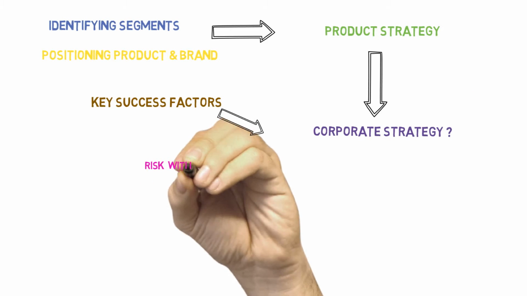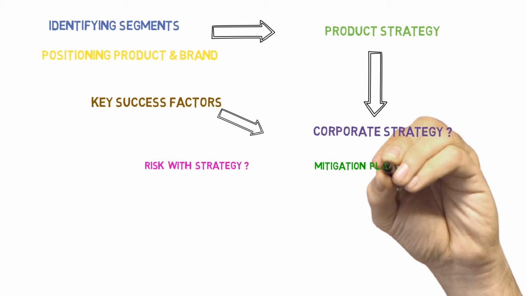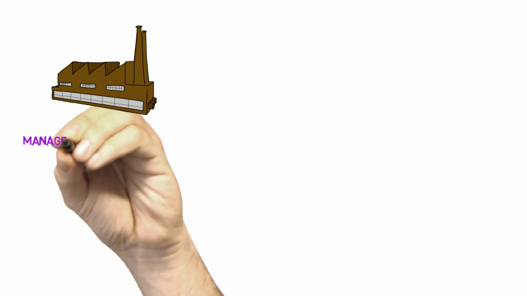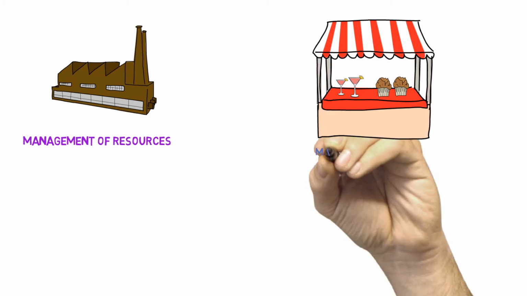Identification of the risk factors around their strategy helped them to plan ahead for mitigating the risks. Their next step was to identify resources, whether free or paid or shared, and manage the operations for optimal use of the resources.